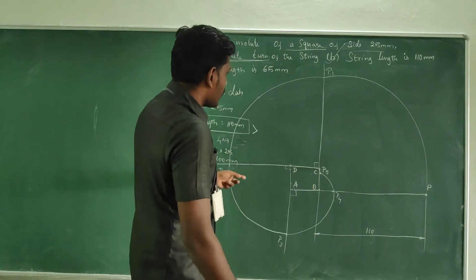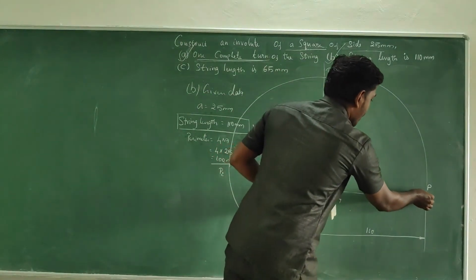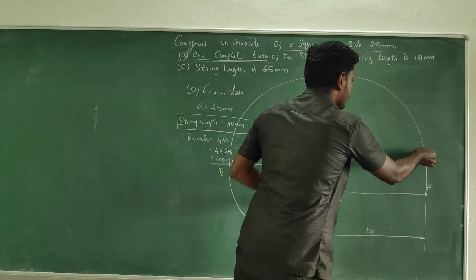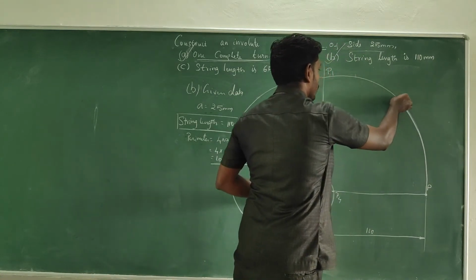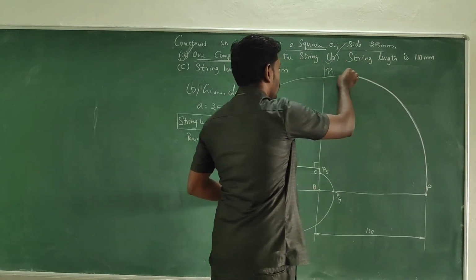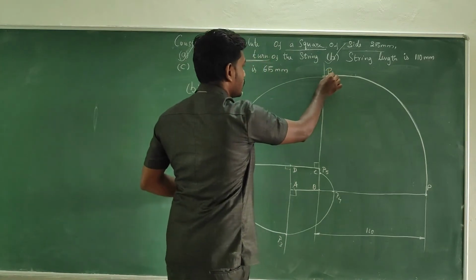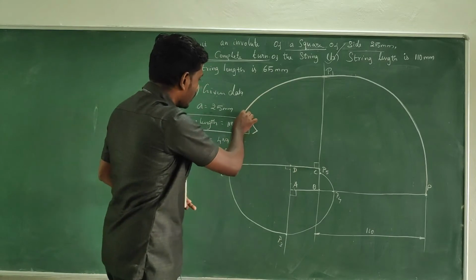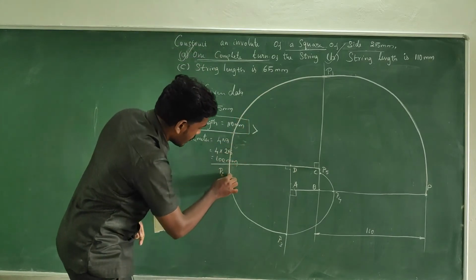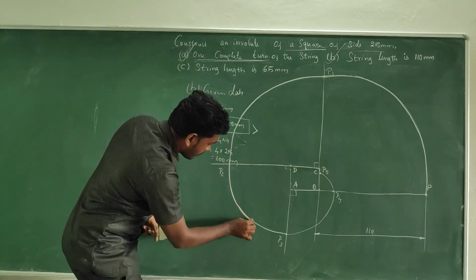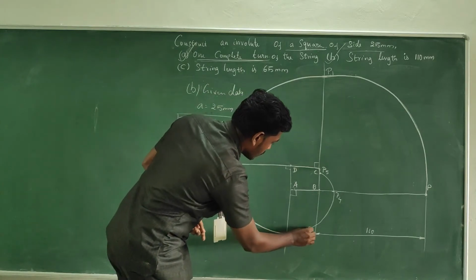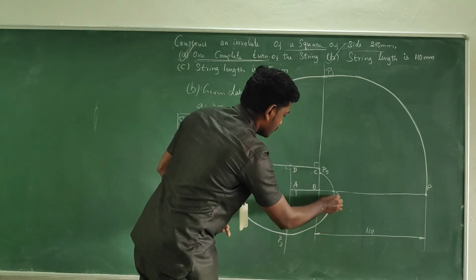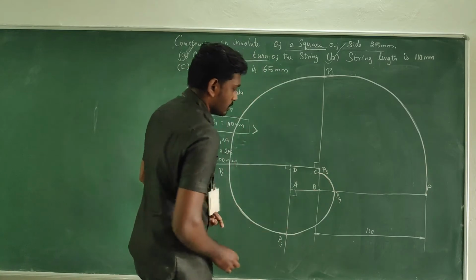Fine. And then with the help of an HB pencil, go for a dark line. The locus which we have traced should be captured with a dark line, since it is a profile. Okay.